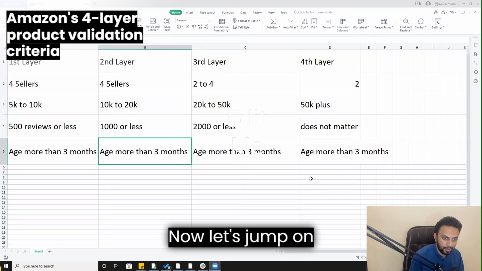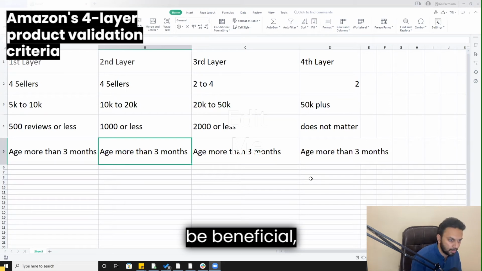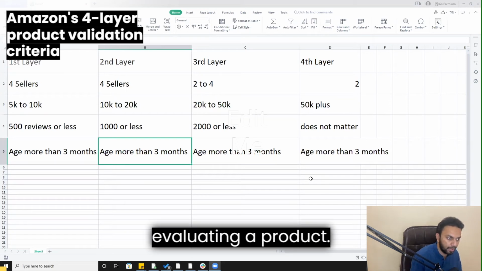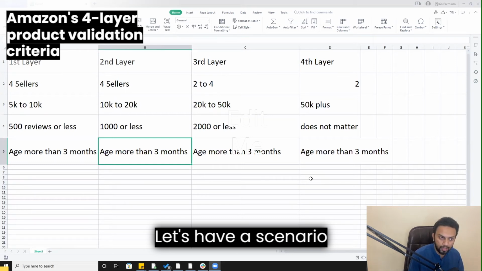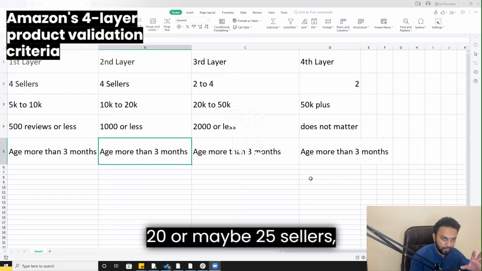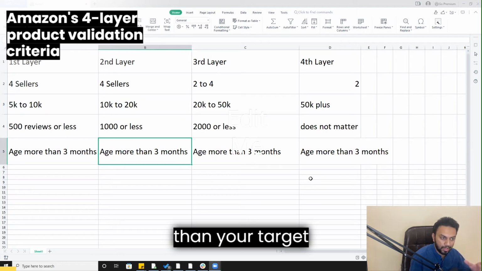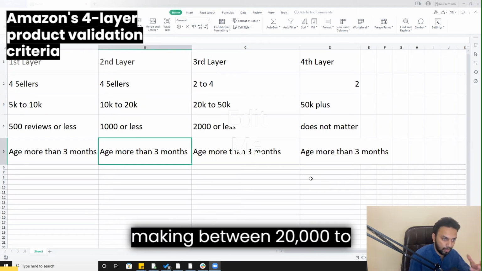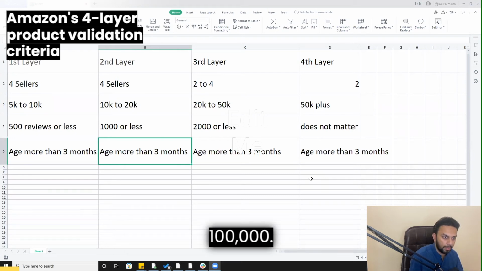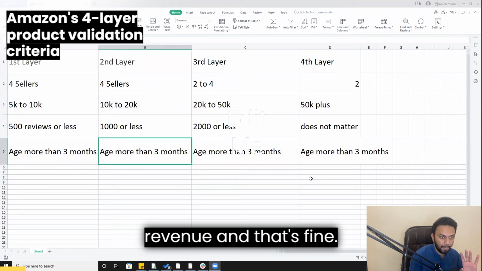Now let's jump into a discussion of these four layers and how they can be beneficial in selecting or evaluating a product. Let's have a scenario where you have around 10, 15, 20, or maybe 25 sellers who are making much more than your target revenue. Let's say they are making between $20,000 and $100,000, but you do not dig down further.